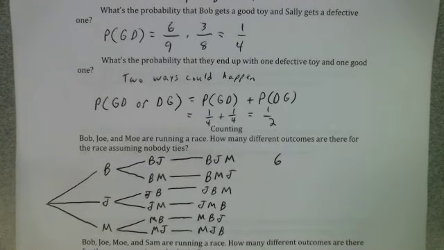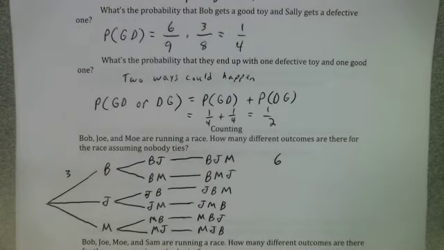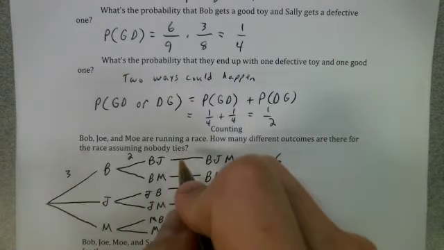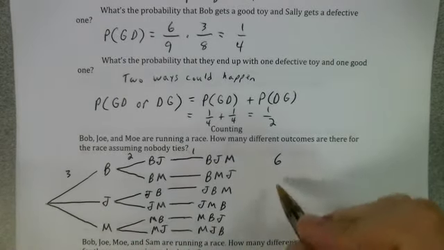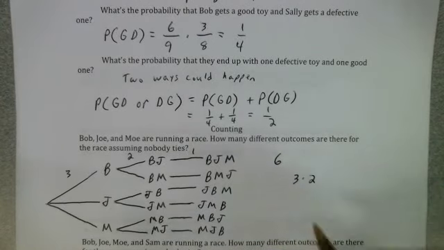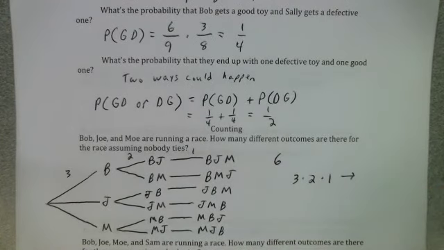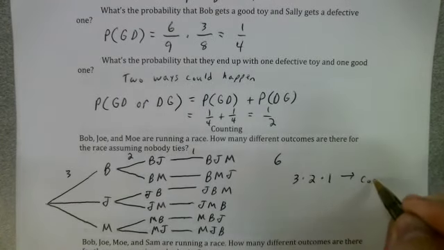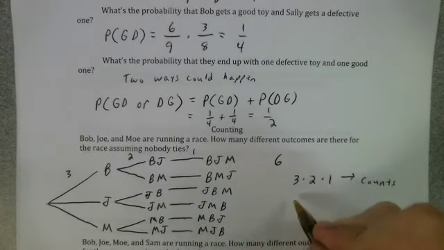Well, let's think about how we could get this answer a little faster. You have 3 branches, each of which has 2 branches, each of which only has 1 branch. So there are 3 branches, followed by 2 branches, followed by 1 branch. So 3 times 2 times 1 counts the number of branches.